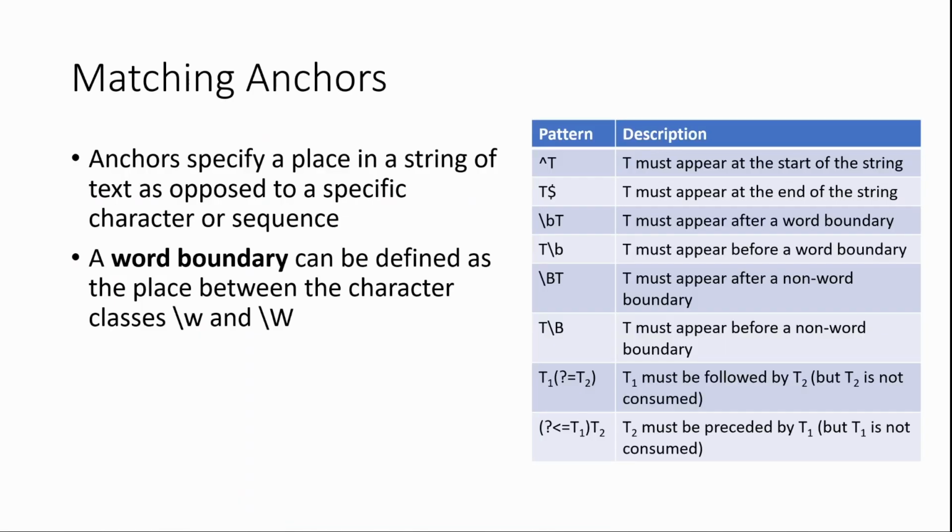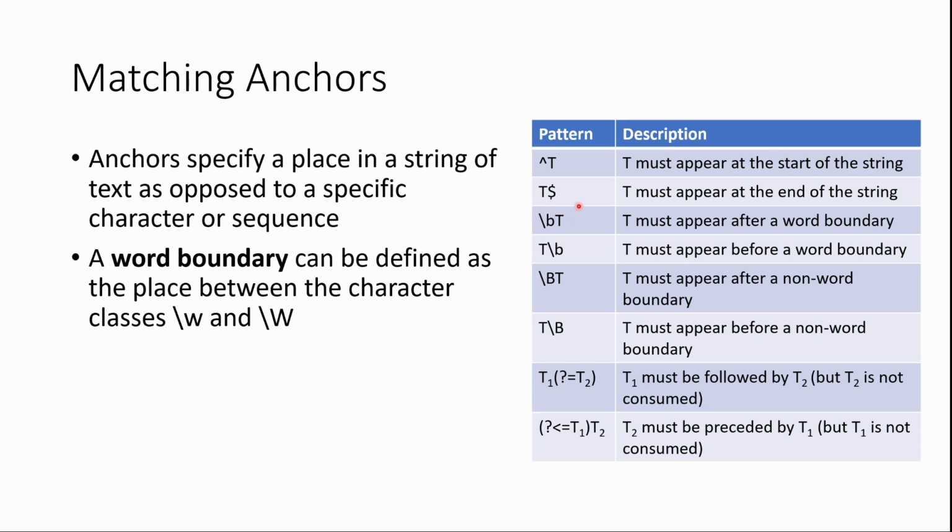Finally, it's often useful to want to refer to where something occurs rather than in what sequence. And this can be done using matching anchors, which refer to specific landmarks in the text. One of the most common ones is to match at the beginning of the text. And so for that, you could say caret T. The caret specifies the anchor for the beginning of the text. Similarly, the dollar sign is the anchor for the end of the text.